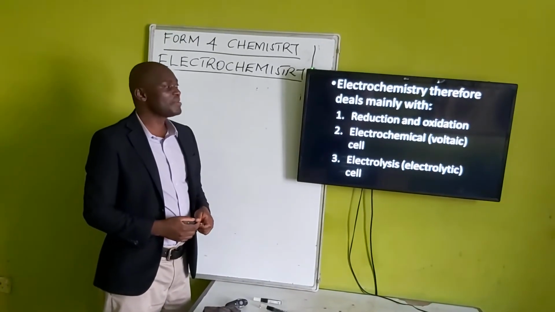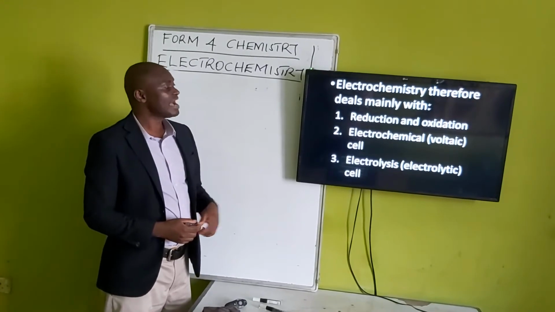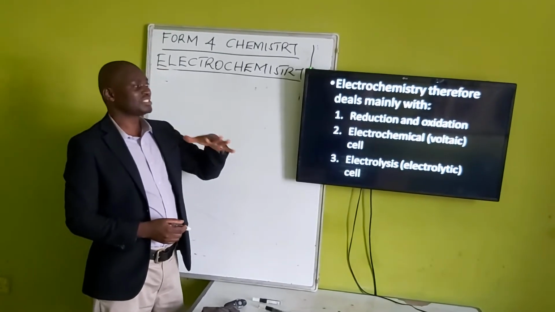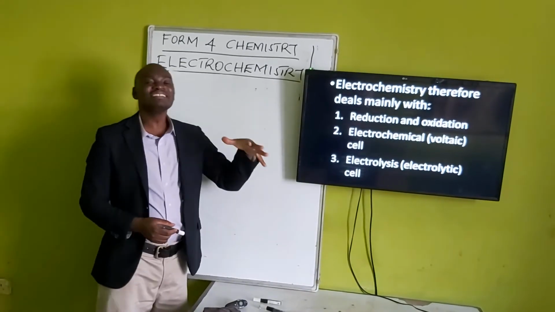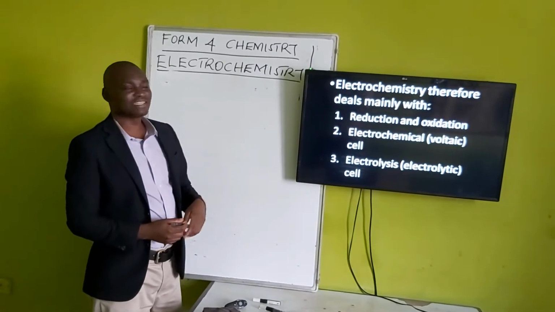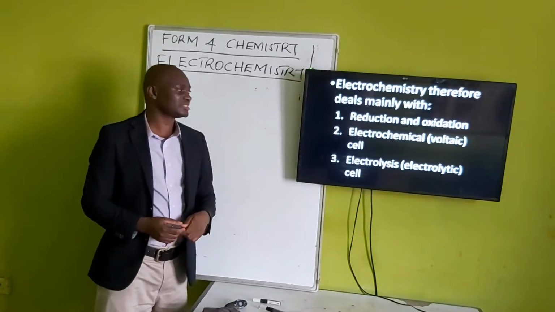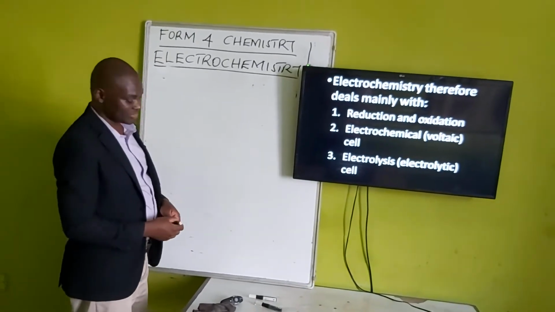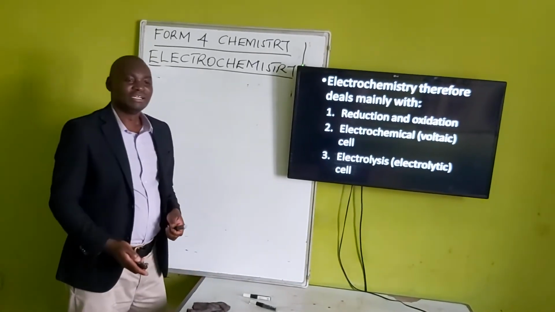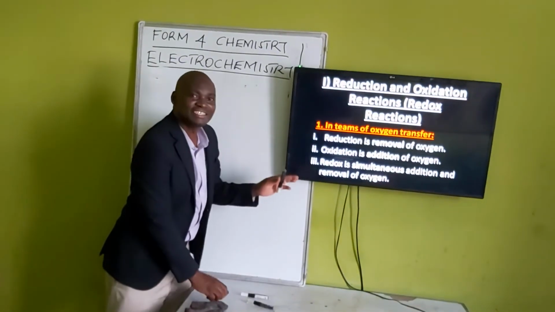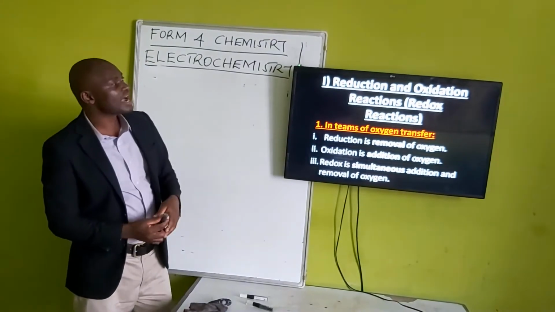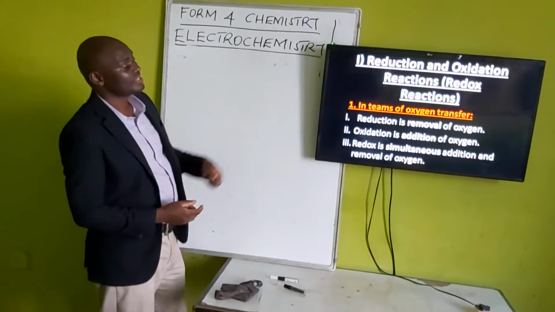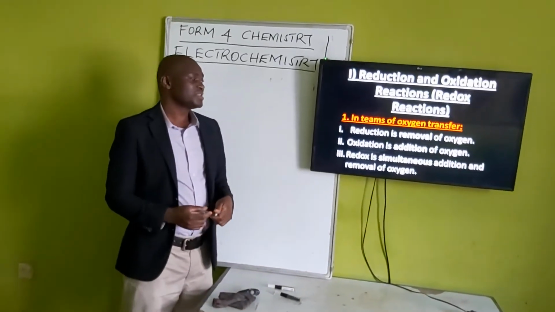2, electrochemical or voltaic cell. And 3, we'll look at electrolysis. So we are going to study this topic in 3 sections: redox reaction, that is reduction and oxidation reactions, and then chemical cell and electrolytic cell. We move on. The first thing that we are going to do now is to look at reduction and oxidation reactions, what we call redox reactions.